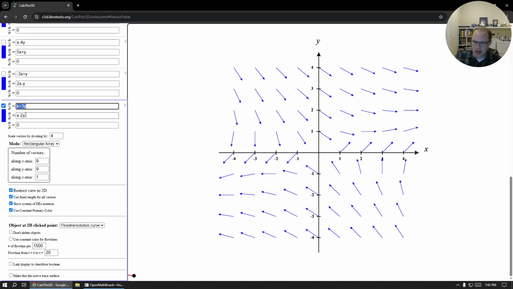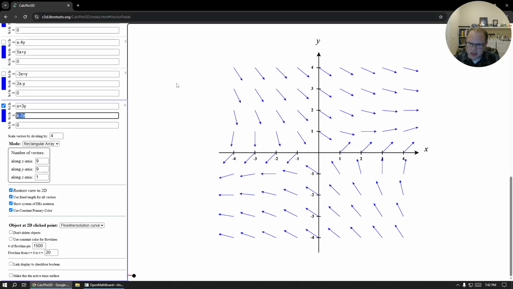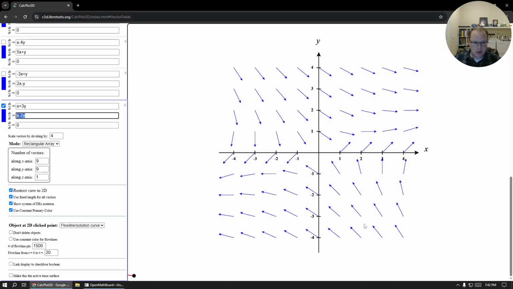So x plus 3y, x minus 2y, the vector field we are displaying here is F(x, y) equals, what was it? x plus 3y for the first component, x minus 2y for the second component. So for every (x, y) point, this is the vector at that point. Okay? And there's the flow line.